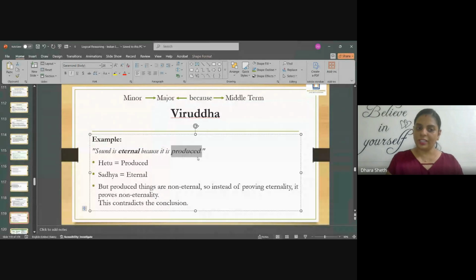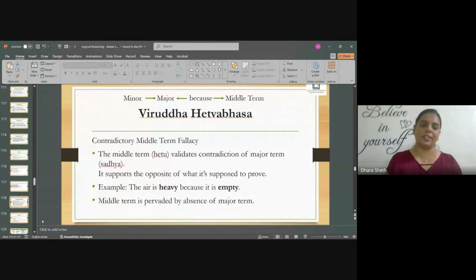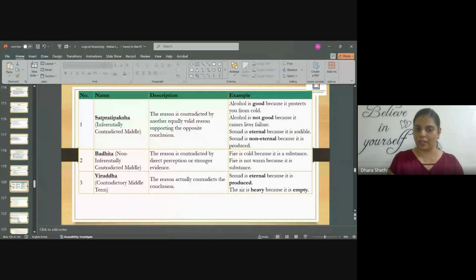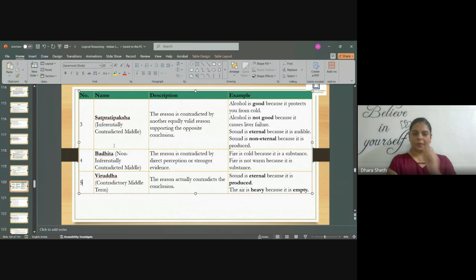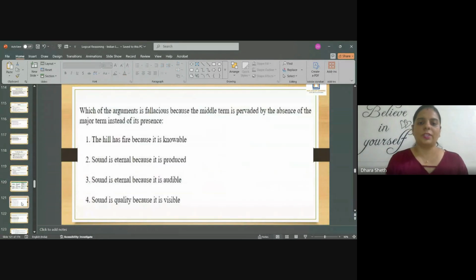Sound is eternal because it is produced, and air is heavy because it is empty. Two of these have been asked so far. This is Sat Pratipaksha. Actually, I should number it 3 because it is the third policy. Fourth is Badit and fifth is Viruddha. Okay. These are the examples that you need to remember. Take a screenshot. Let's take the questions now.